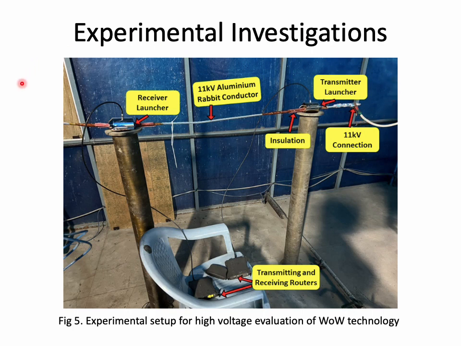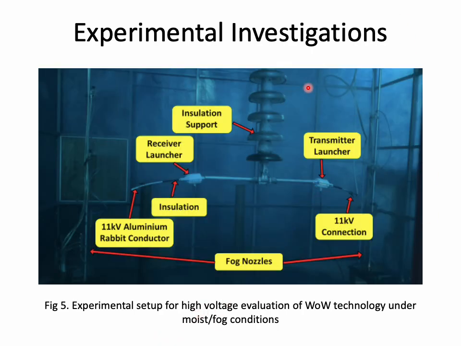This image shows the entire setup under dry conditions. The same setup is energized for 11 kV AC with the same AC source. Here in the wet condition, the IEEE standard fog nozzles are operated, allowing water with conductivity of around 440 microsiemens per centimeter and compressed air. When both are mixed together, we get a fog around this entire setup. To support the conductor as well as the launchers, we connected it with an insulation support in between.